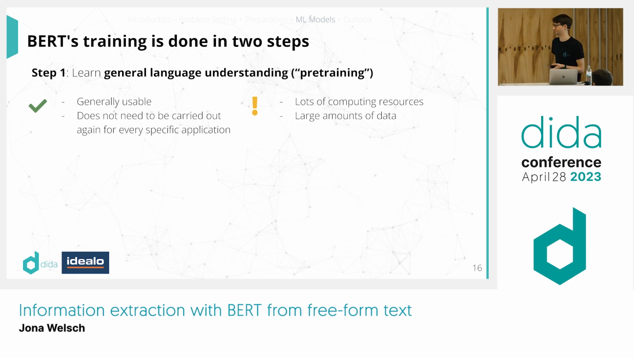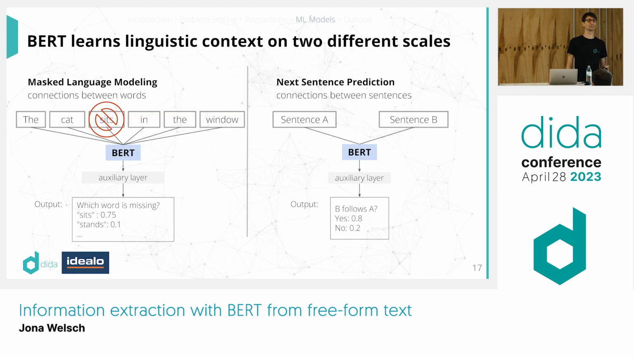How does this work? It's actually happening in 2 steps again, and I'm learning linguistic context on 2 different scales. The first and probably most important step here is known as masked language modeling. And here I learn connections or context between words. The way this works is I just take a full sentence from any freely available text, mask out one word or multiple words, and then just put this through BERT and let BERT predict the missing word. And this way I learn in which context different words appear.